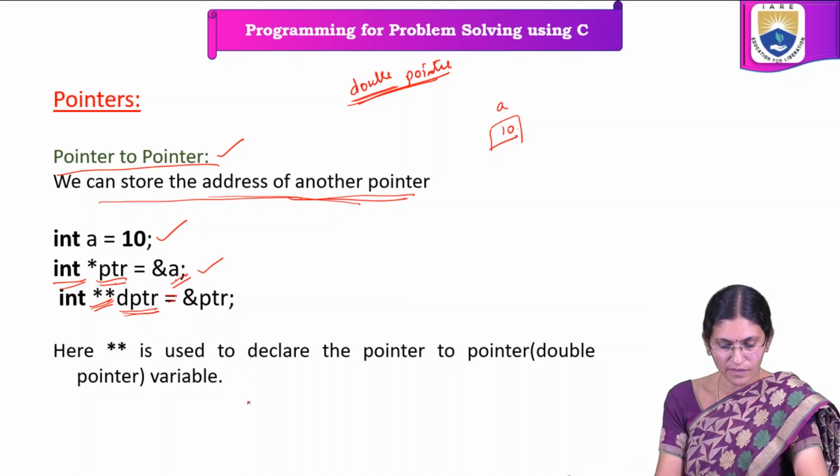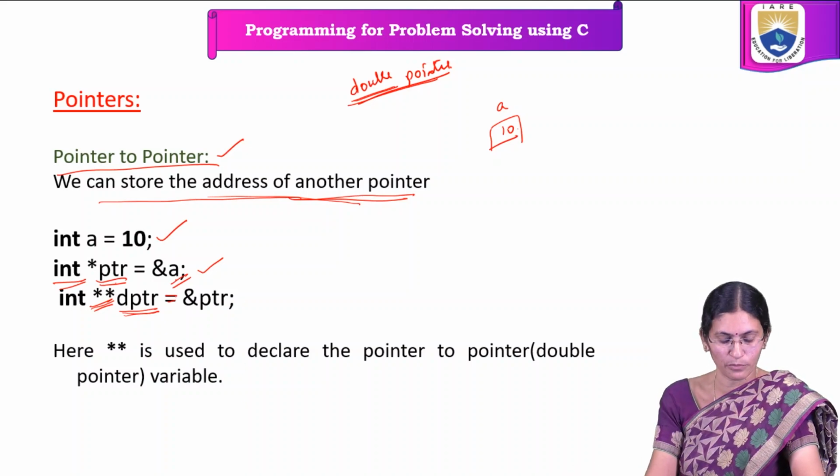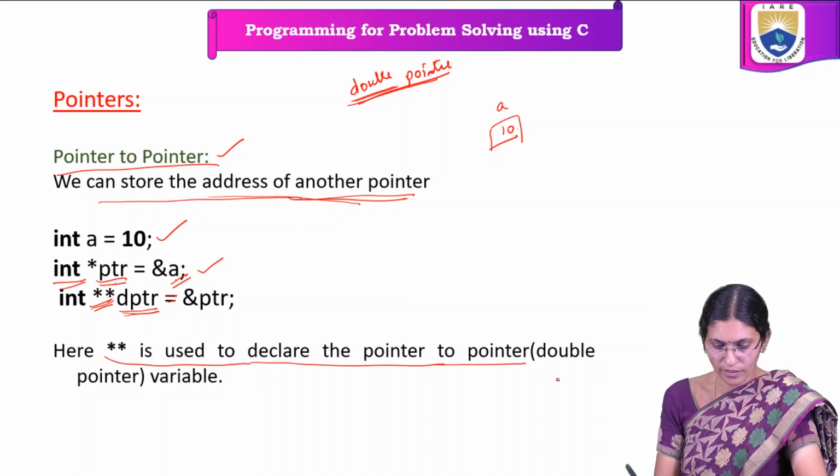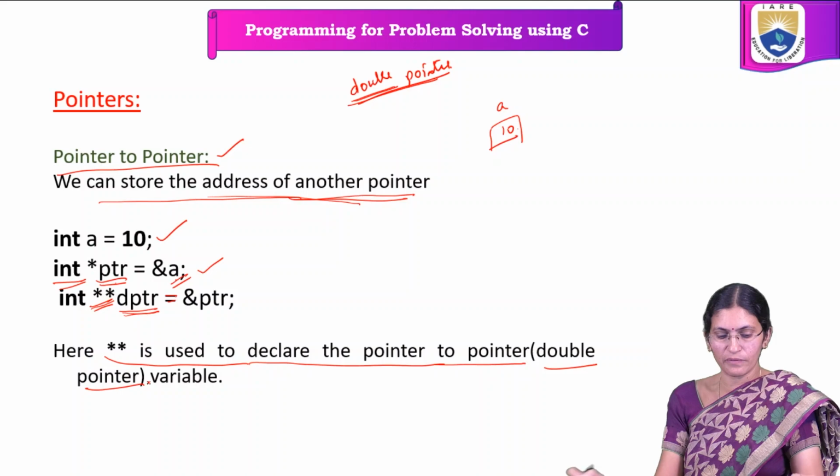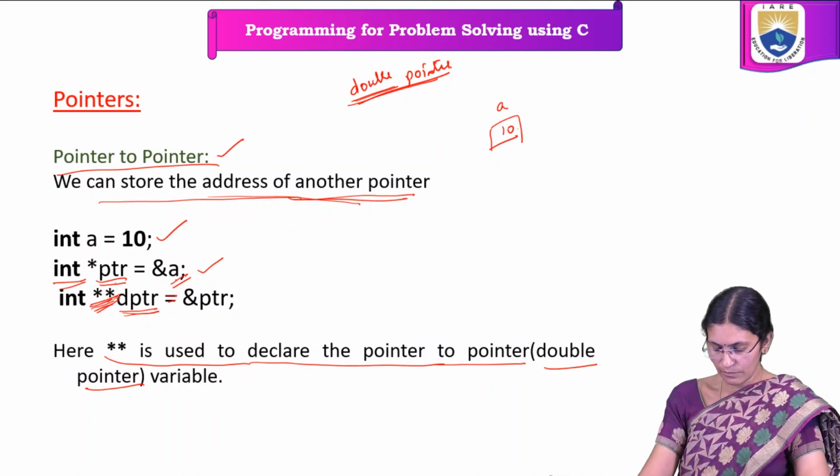Now let us visualize this, and then we'll analyze it with the help of one program. Here double star is used to declare the pointer to pointer, that is a double pointer. So when we use double star here, this is a double pointer.